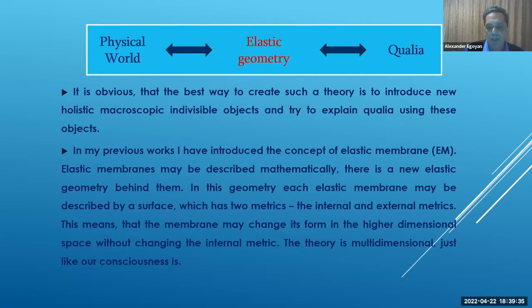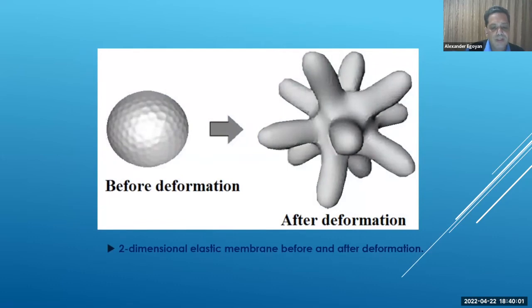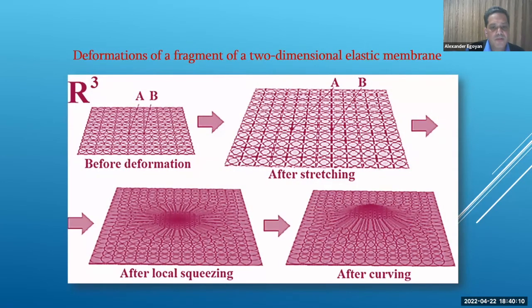In this geometry, each elastic membrane may be described by a surface which has two metrics, the internal and external metrics. This means that the membrane may change its form in the higher dimensional space without changing the internal metric. The theory is multidimensional, just like our consciousness is. This slide shows how a two-dimensional elastic membrane changes its form after elastic deformation. This slide shows deformations of a fragment of a two-dimensional elastic membrane after stretching, local squeezing, and curving.